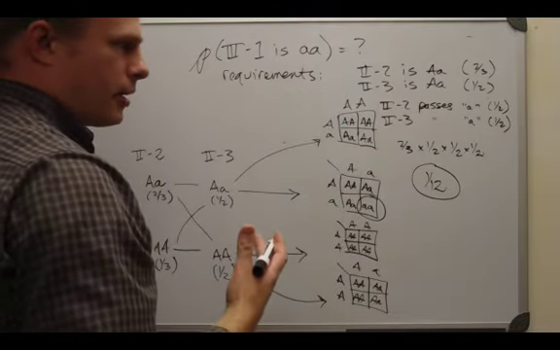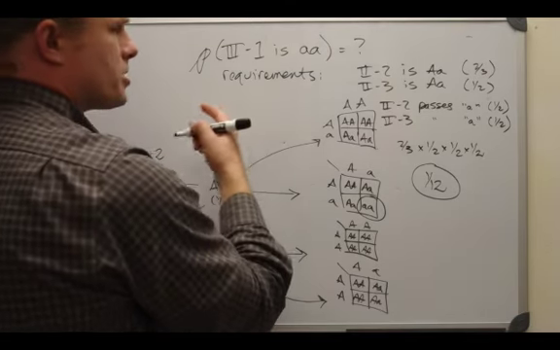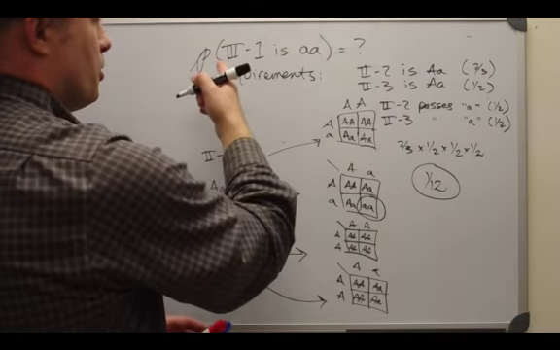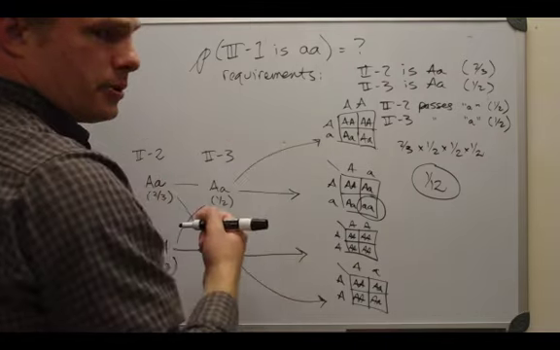Things get more complicated, of course, once we start asking other questions. We could say, what's the probability that 3-1 is a carrier, is heterozygous? And that's what we'll turn to in the next segment.